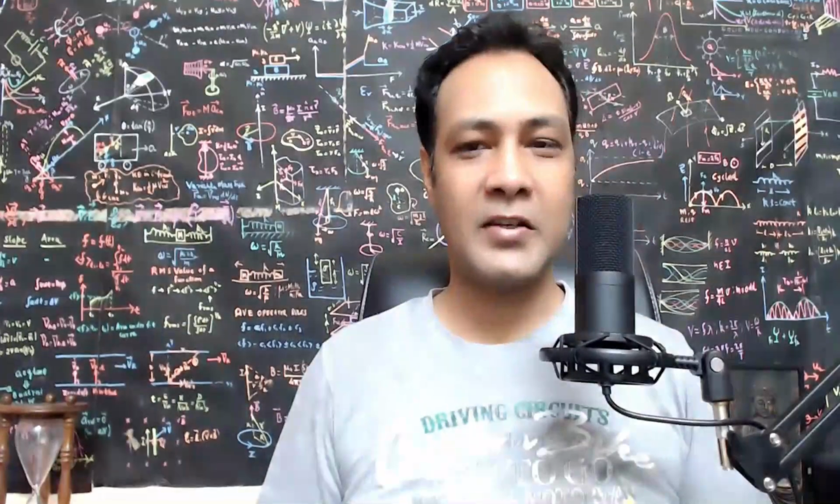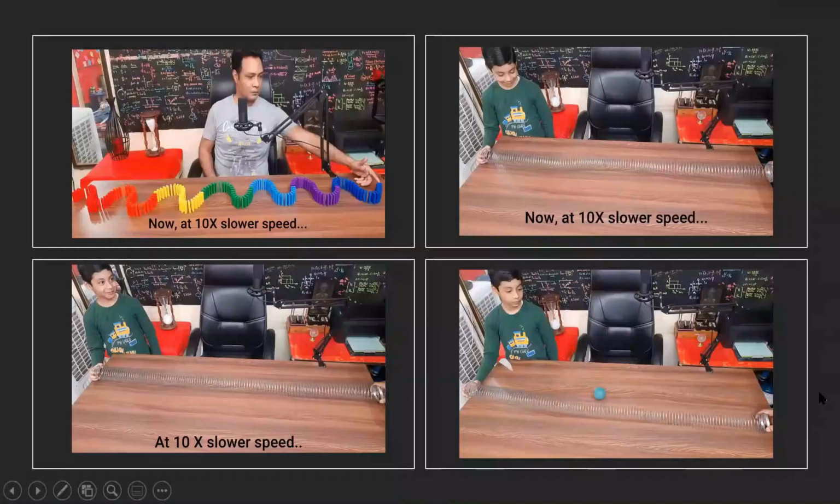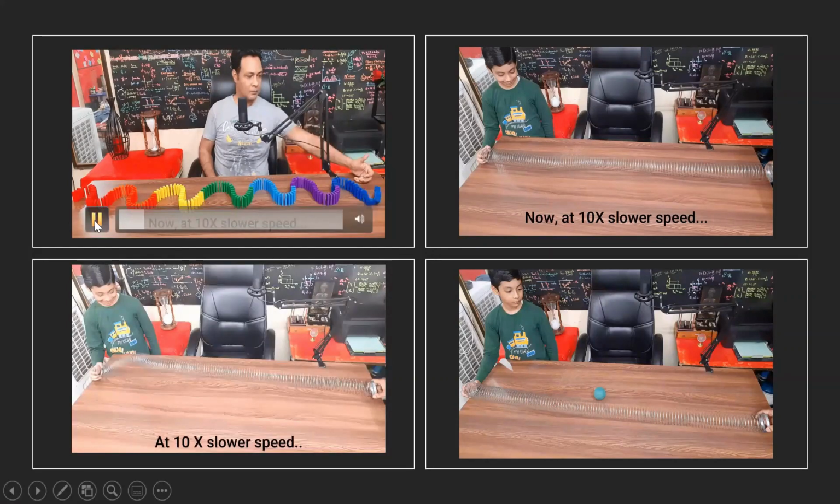Now let's analyze these little experiments. I've put all the four experiments that I did in just one single frame. In the first demonstration, I gave a very little disturbance here, and now the disturbance is traveling through these dominoes from this hand to this hand.